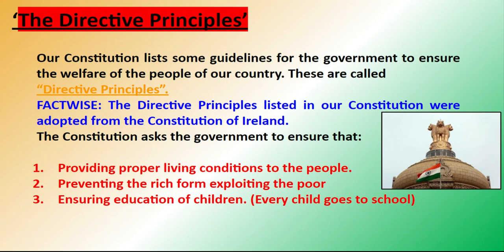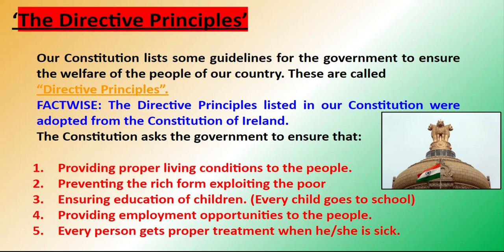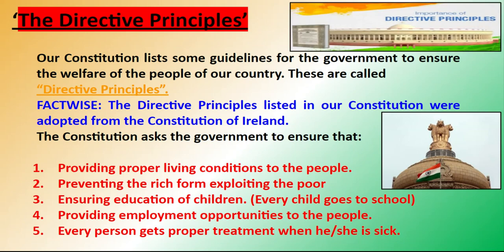Number three, ensuring education of children. Every child should go to school. Number four, providing employment opportunities to the people. Number five, every person gets proper treatment when he or she is sick. So that's the government's duty, to make sure that we get proper treatment when we are medically not fit. I hope, children, everything is clear. Please make sure that you revise the chapter. So this is the importance of directive principles.